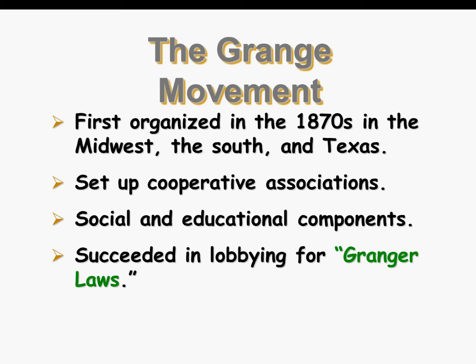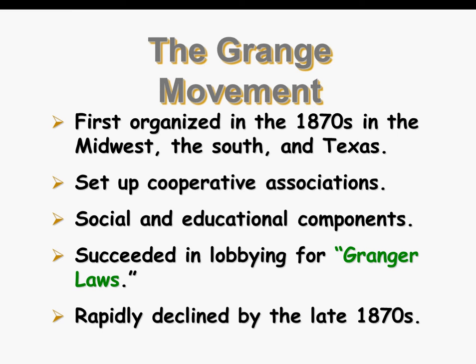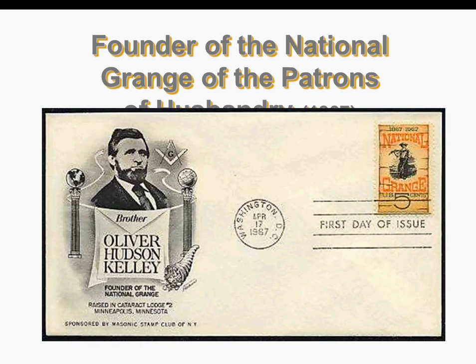Eventually they became a political organization pushing for what they called Granger laws, that is, laws that would help the farmers, particularly reining in the railroads and their abusive practices. It rapidly declined by the late 1870s, and it would be replaced by another organization, which is the Populist Movement. The founder of the Grange movement was Oliver Hudson Kelley.